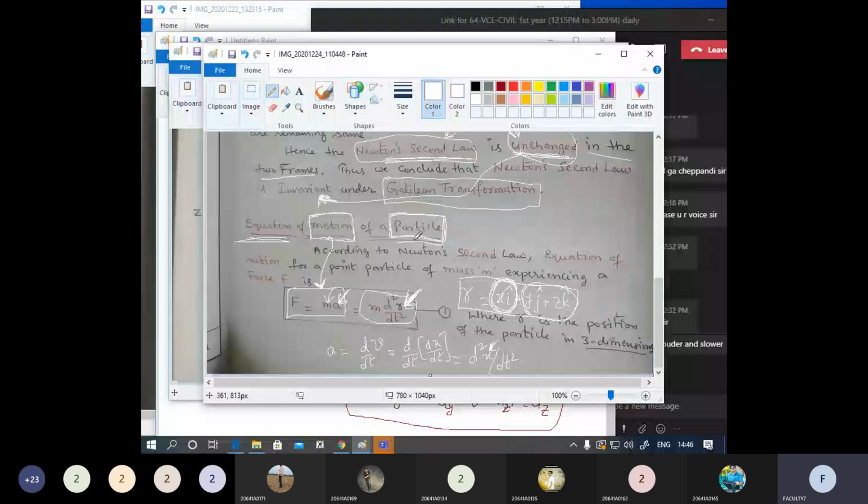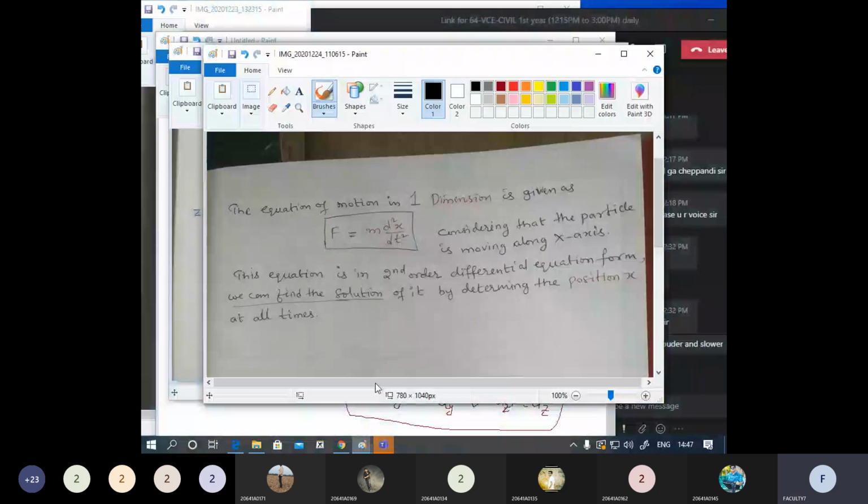How are you going to get this equation of motion? If a particle is under motion, there is a force acting upon it. What is the expression of force? F equals ma. Here a is d square r by dt square in 3 dimensions. For the one-dimensional equation, you write that factor in terms of x. Let us see the last equation.